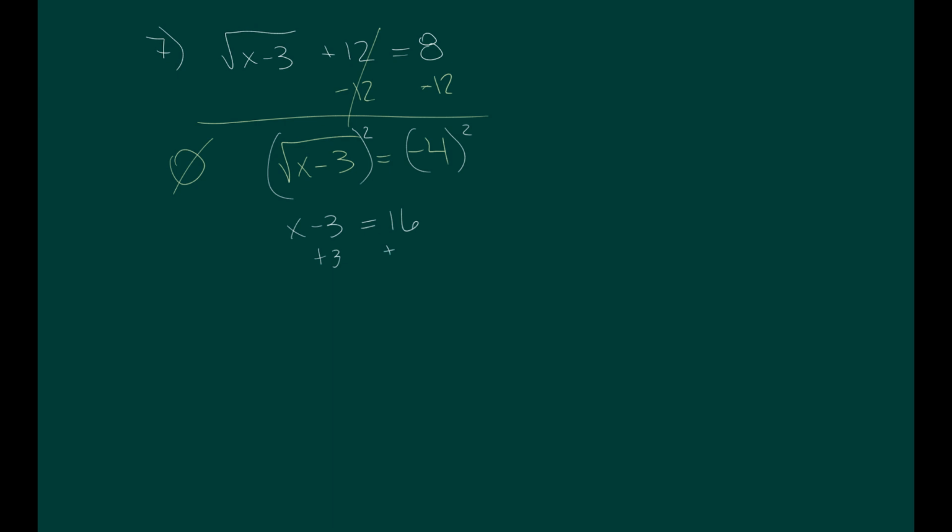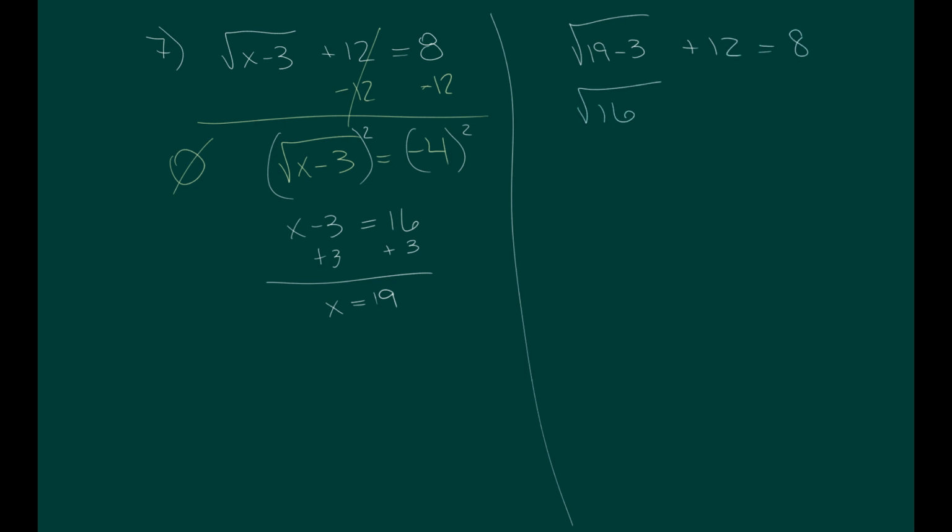If I added the 3, I would get x equals 19. Now, let's see what happens if we check it, because you're supposed to. You would get the square root of 19 minus 3, plus 12 equals 8. Okay, so this would be the square root of 16 plus 12 equals 8. 4 plus 12 equals 8. That is not true because 16 does not equal 8. So even if you didn't catch it right here, where you have a radical equaling a negative number, your check would show that that is not a solution also.